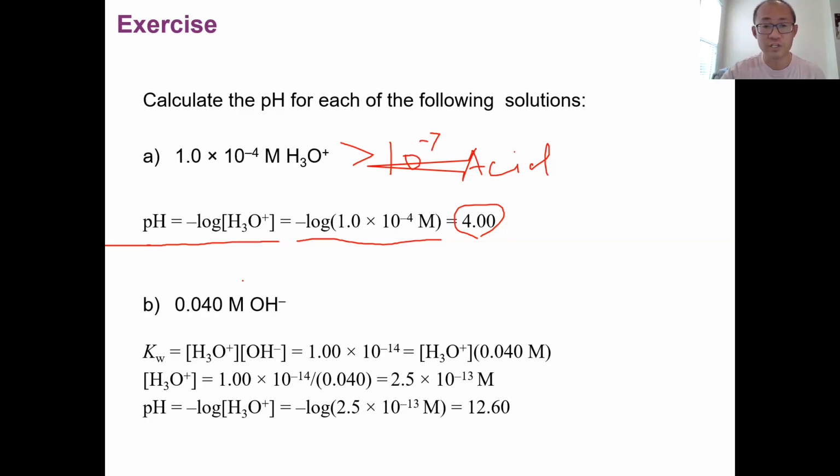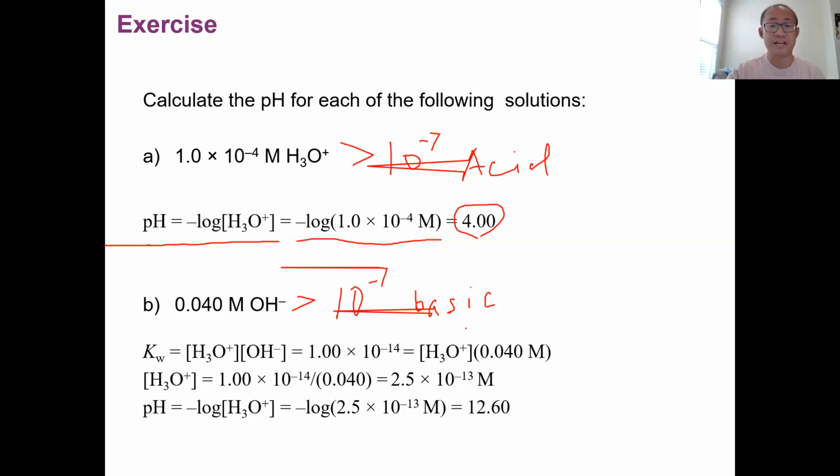Now, the second question gives us the hydroxide concentration instead of the proton concentration. But again, when you look at the value, you know the hydroxide concentration is greater than 10 to the negative 7th. So that means the hydroxide concentration is higher and the proton concentration is lower. So this solution is basic, for sure. Now, next we calculate the pH.